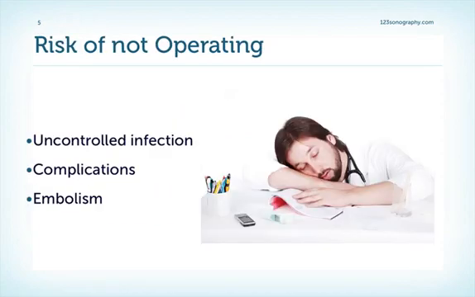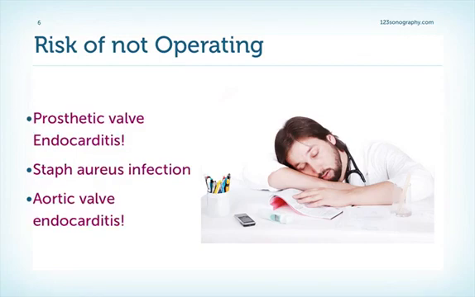But what is the risk of not operating, of waiting too long? Well, uncontrolled infection with sepsis, all the complications we listed in the previous chapters, and embolism. Especially high, of course, is the risk in the setting of prosthetic valve endocarditis, in Staph aureus infection, and in aortic valve endocarditis.